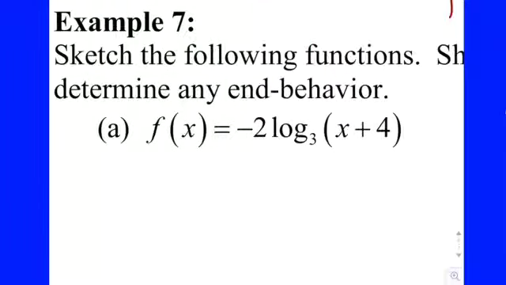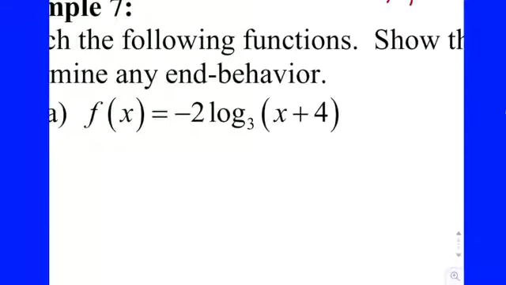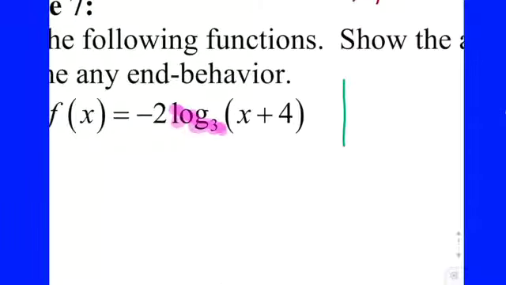Step 2, identify the parent function. What is it? Log base, not e, but 3. Log base 3. Is that going to be log growth or log decay? Yeah, logarithmic growth. So there's the (0, 1). You could just draw it like that. That could be your parent function, log base 3 of x.